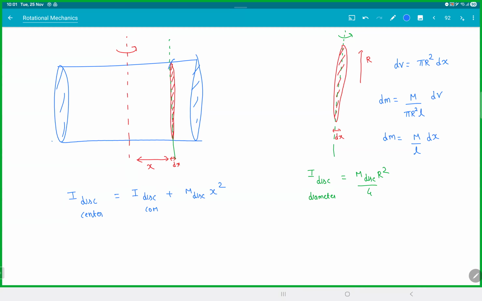So I am finding the moment of inertia of this thin disk about this axis, then I'm going to add all of them. That will be m disk, which is M by L dx, r square by 4 plus M by L dx into x square. This is the moment of inertia of the thin disk about this thing. Right, and then you're done.